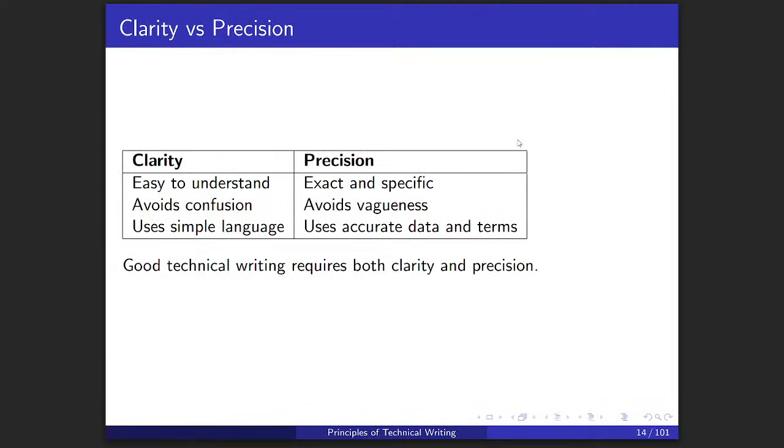So, clarity versus precision. If you look here, clarity means the sentence is easy to understand, avoids confusion, and uses simple language.